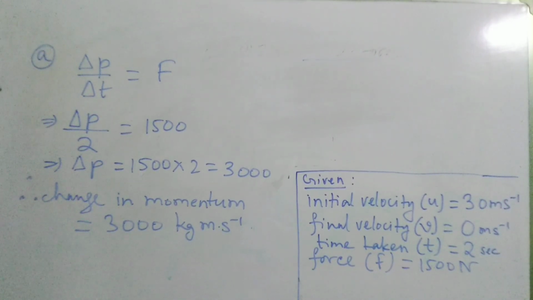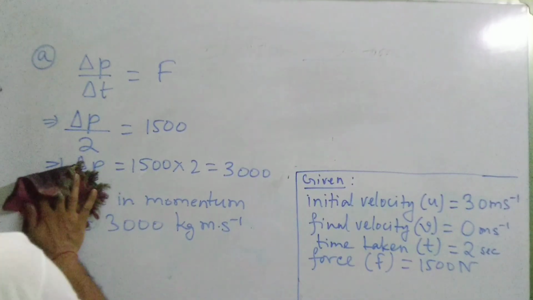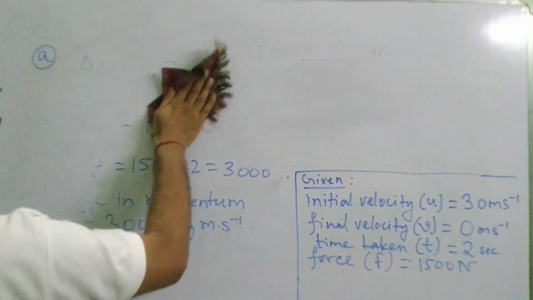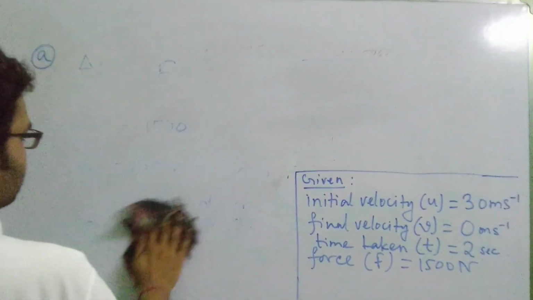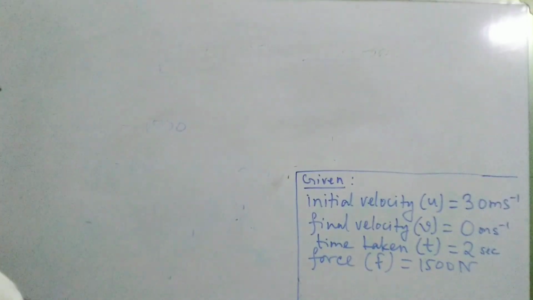Okay, the next part says, what is the retardation produced in the car? So what is the retardation? Now see, for this you have to calculate. Your given initial speed is 30 meter per second, final speed is 0 meter per second, and time taken is 2 seconds. So I think all of you have remembered the first equation of motion, V is equal to U plus AT. Okay, so considering that, let us do the second part.